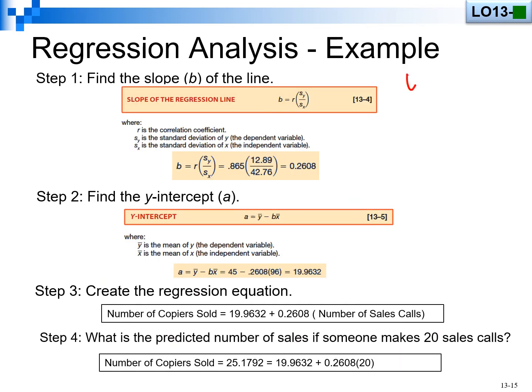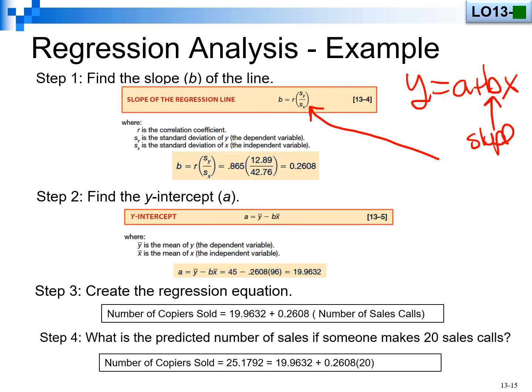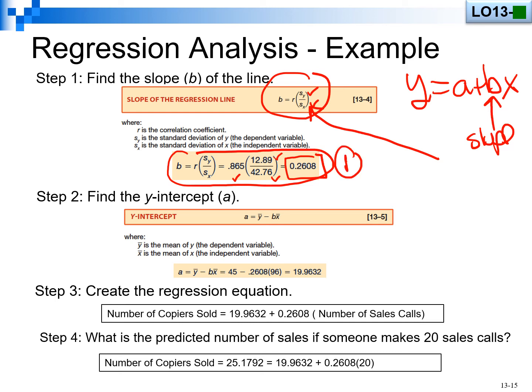So going back to y equals a plus bx, where b represents your slope, look at the equation, which is right there. I'm going to circle it. It's going to be your correlation coefficient multiplied by the standard deviation of y divided by the standard deviation of x. In this case, they already got the data for you, so you just have to follow the numbers. Notice it was 0.865, which was the correlation coefficient. They already got the standard deviation of y divided by the standard deviation of x, and they figured out that the slope was right around 0.2608.